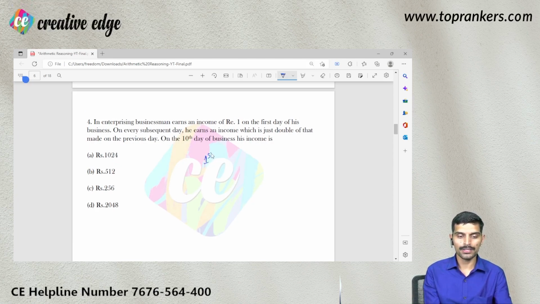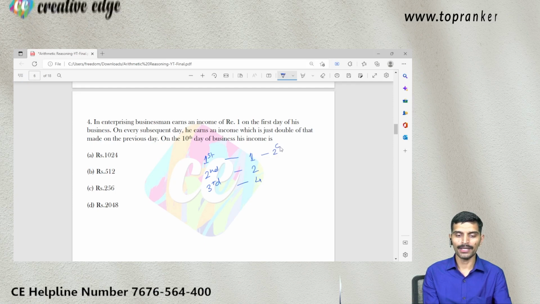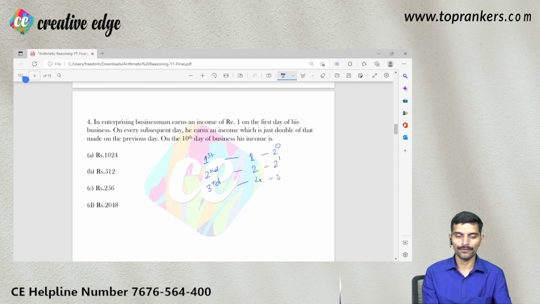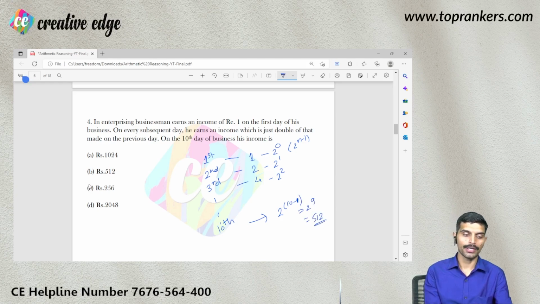So on the first day, his income was rupee 1. On the second day, his income has to be double, that is rupee 2. On the third day, his income has to be rupee 4. So we can form a pattern here, that is 2 to the power 0, 2 to the power 1, 2 to the power 2, or I can say 2 to the power n minus 1. So on the 10th day, it will be 2 to the power 10 minus 1, that is 2 to the power 9, that is 512. So the correct answer to this one should be 512.